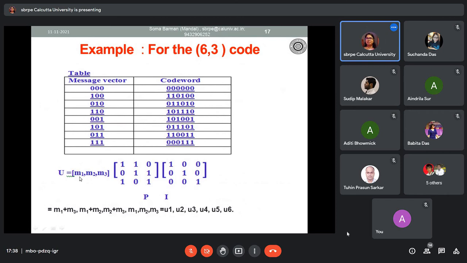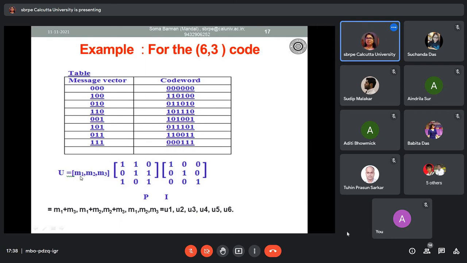See here, if I multiply row and column wise, the first is M1 plus M3. Next is M1 plus M2. Third is M2 plus M3. It is just matrix multiplication; I am doing matrix multiplication.